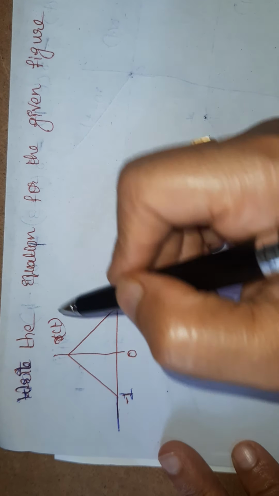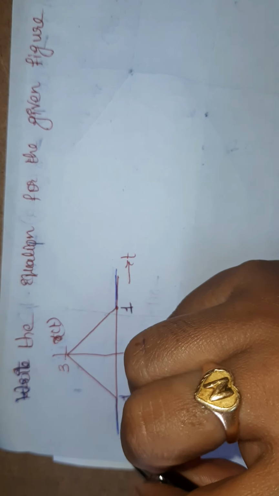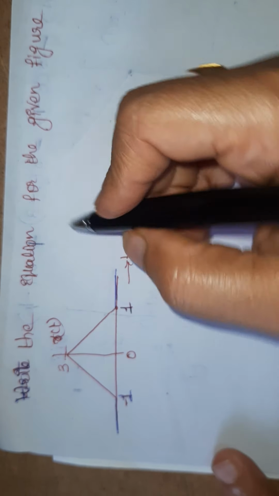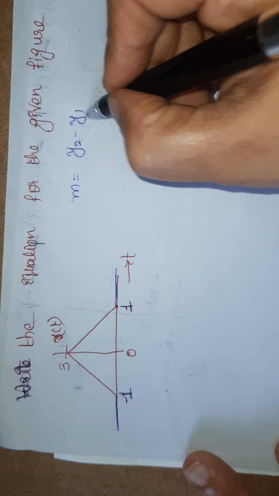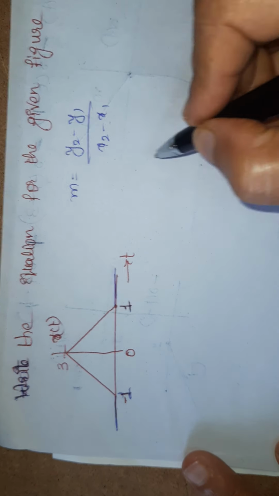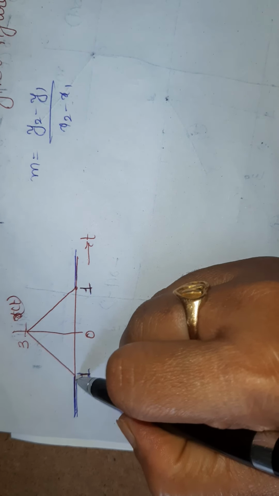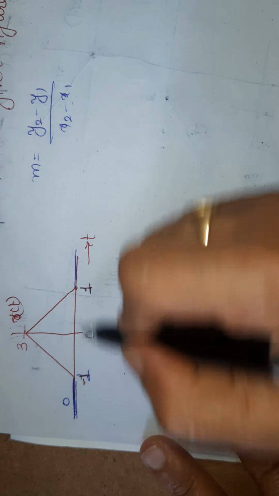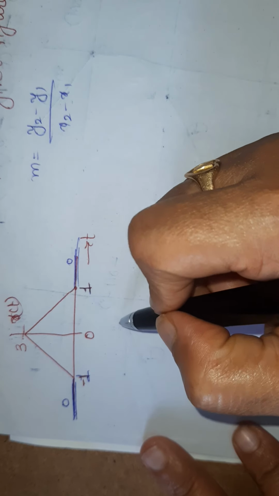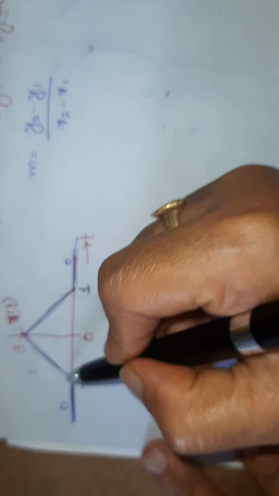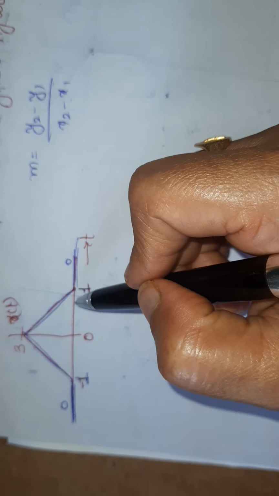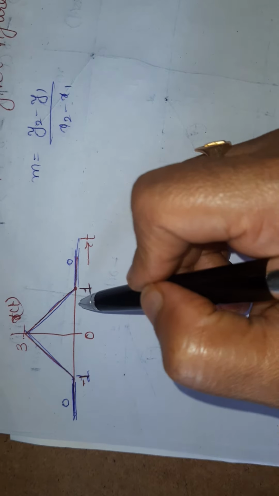So how to calculate the slope? For the given figure, here the magnitude is 3. We know that the slope formula m is equal to y2 minus y1 by x2 minus x1. First, here the slope is 0. Here also slope 0. And here some slope is existing. Here also some slope. Rising slope, falling slope.